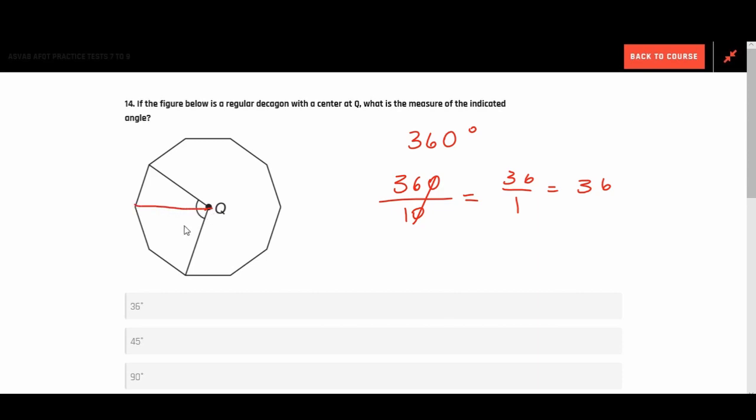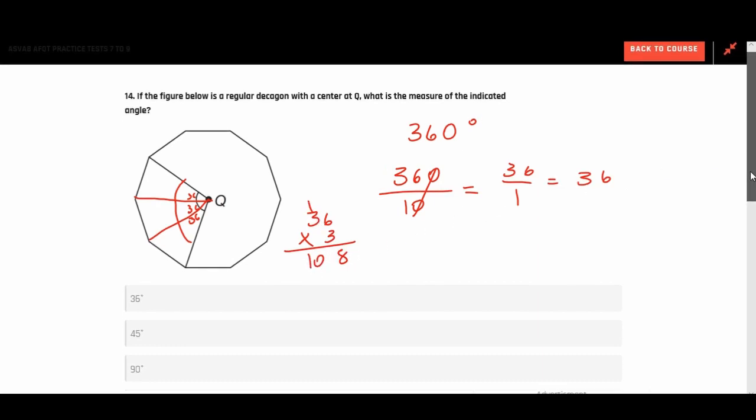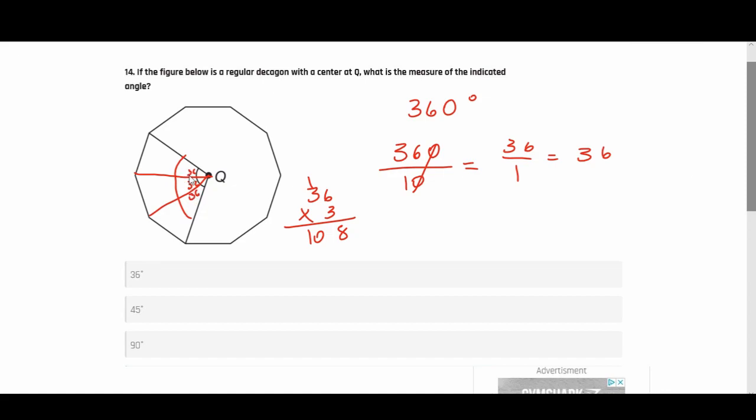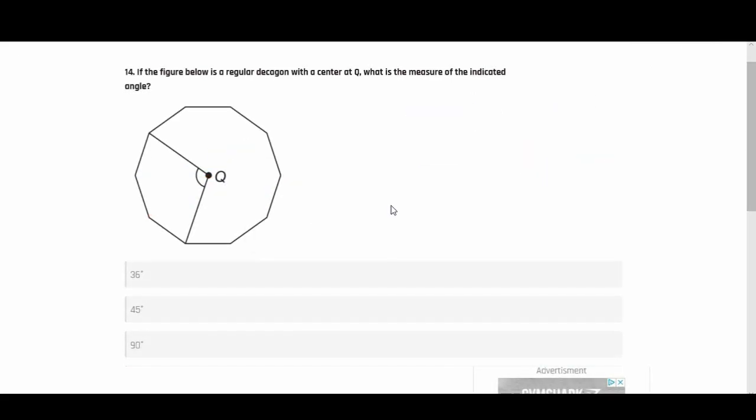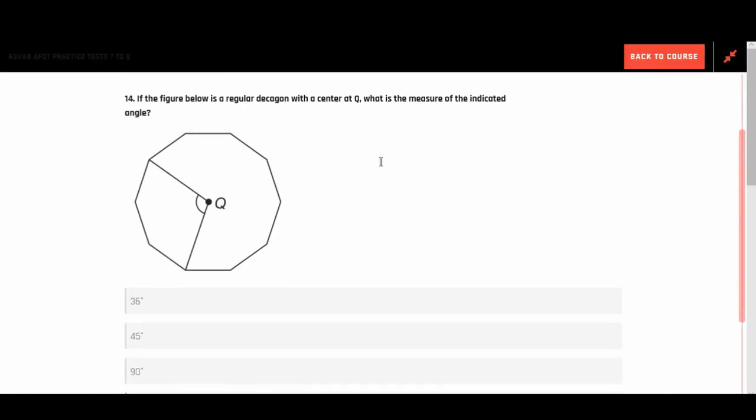What this means is, one of these slivers, or this angle right here, is 36 degrees. We can see we have 3 of them, so this is going to be 36 and this is going to be 36. So to find this whole measurement, we're going to do 36 times 3. 6 times 3 is 18, carry the 1. 3 times 3 is 9, plus 1 is 10. So the sum of all these little angles is going to be 108 degrees, which is the last answer choice there.